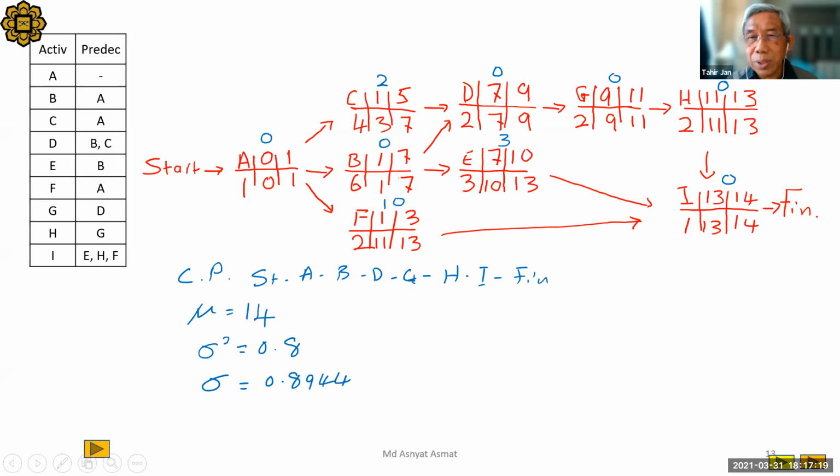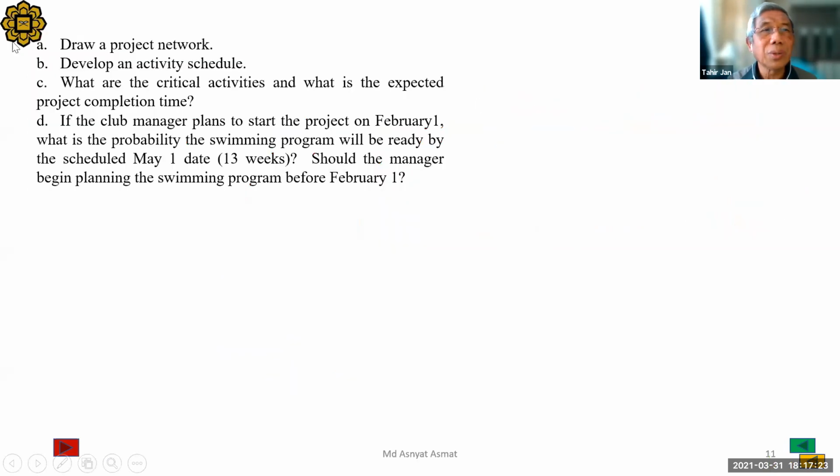Okay, let's look at the question. This is only one question, so we answer C: develop activity schedule. Actually, we just prepare a table and then just highlight the critical activities. But in this case, it's okay. We are done with this one.